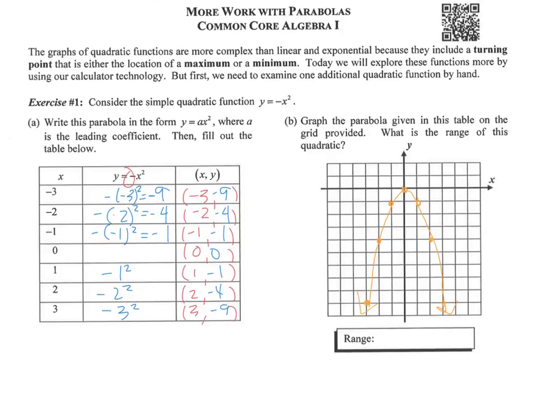So our range for this one is y is always going to be less than or equal to 0. Remember, the other way you could write this is negative infinity is as far down as it's going to go, and 0 is included. So that's as high as it will go.